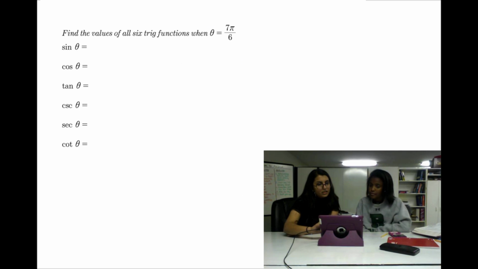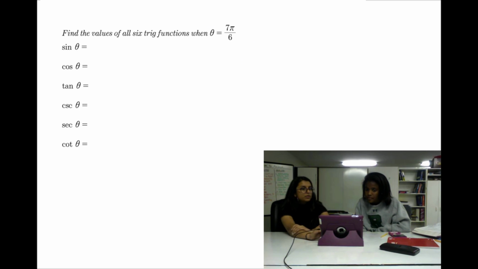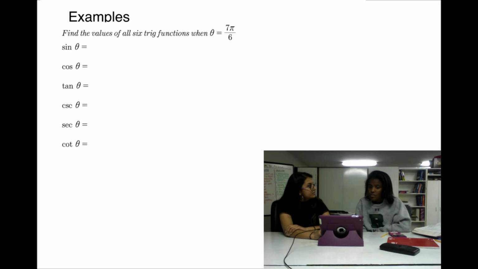Then let's try this example right here. Find the values of all 6 trig functions for theta equals 7 pi over 6. So, what does this mean? Is theta a degree or something? Theta is in radians.